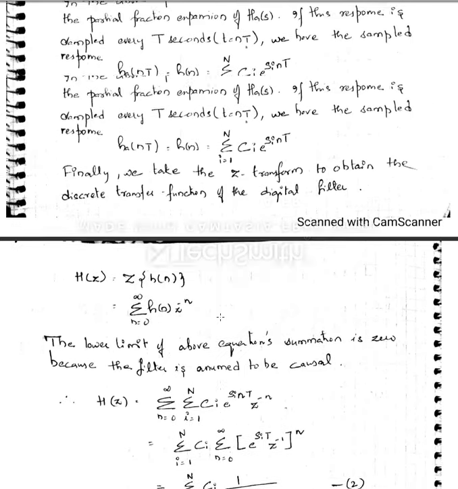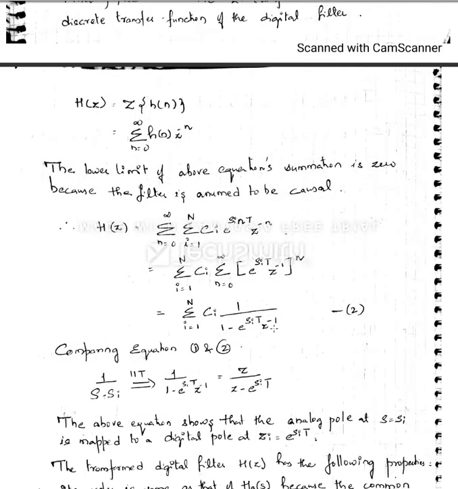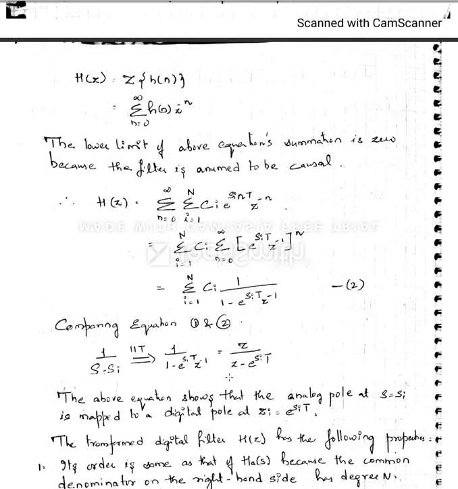Now comparing equation 1 and equation 2, you can write 1 by s minus si, that is with respect to the poles, when you take the impulse invariance transformation, all that you would get is 1 by 1 minus e to the power si T z inverse, or it can be written as z divided by z minus e to the power si T. So it is left to you whether you want to use this or this.